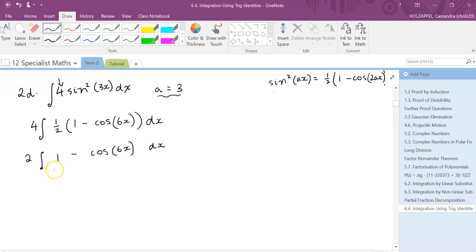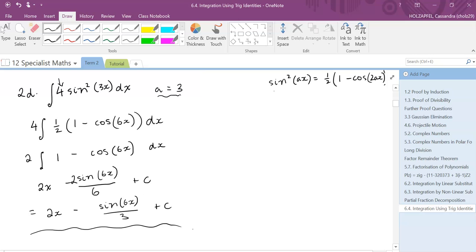Okay, so the integral of 1 is just going to be x. X times 2 is 2x. The integral of negative cos is going to be negative sine, and then we're going to divide that by the derivative of the inside function, and then we're going to times that by 2. Maybe I should do this in part steps. So we're going to do negative sine, because cos goes to sine, and so negative cos will go to negative sine. Then we divide that by the derivative of the inside function, and then we're going to times that by 2 and then add c. So let's simplify that. So we get 2x minus 1/3 sine 6x plus c.